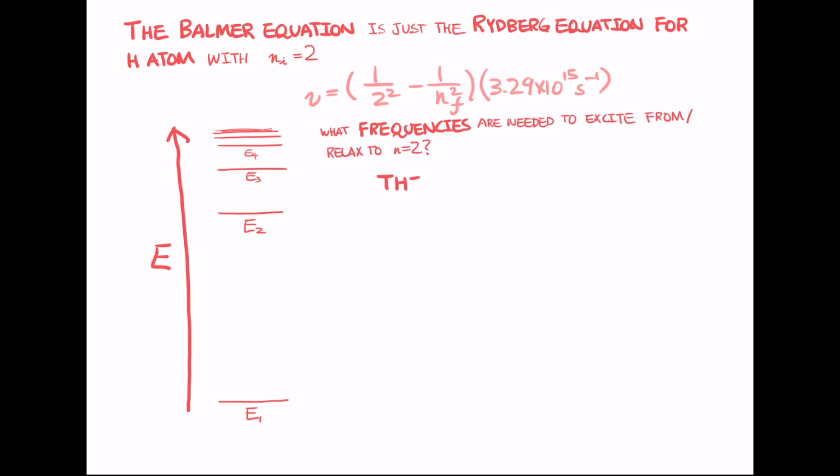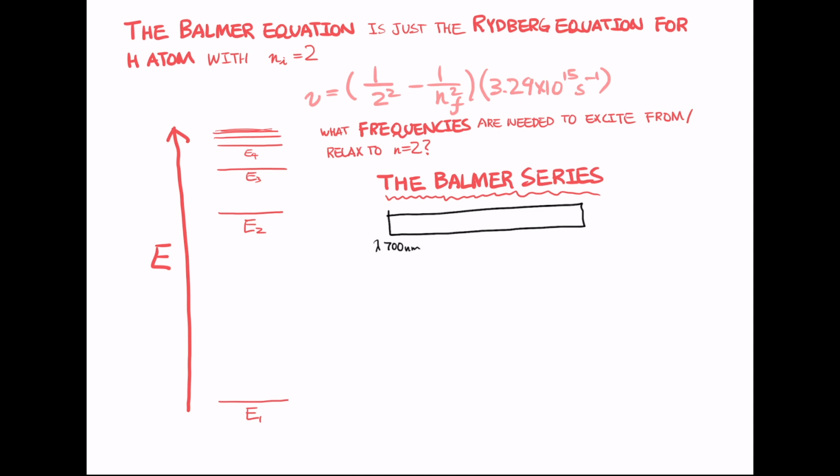In the emission Balmer series, the red line corresponds to relaxation from n equals 3 to n equals 2. The teal line corresponds to relaxation from n equals 4 to n equals 2. Blue is relaxation from n equals 5 to n equals 2, and violet from n equals 6 to n equals 2. Further experimentation showed other series of light that corresponded to other transitions for the hydrogen atom.